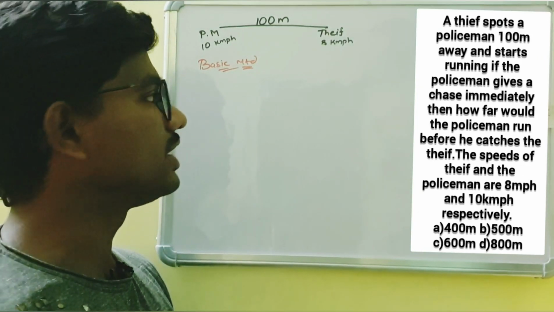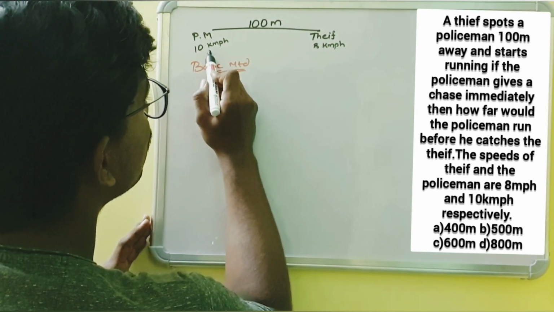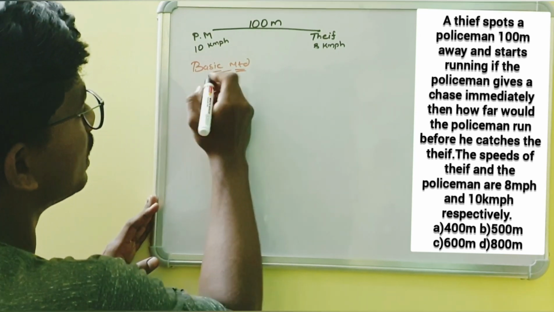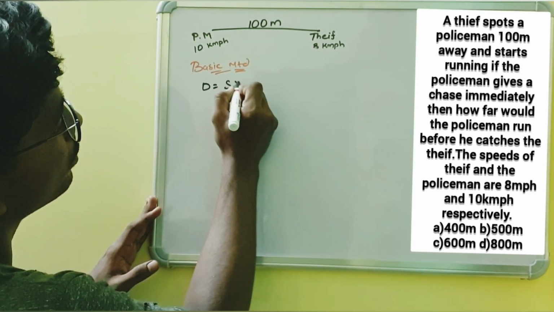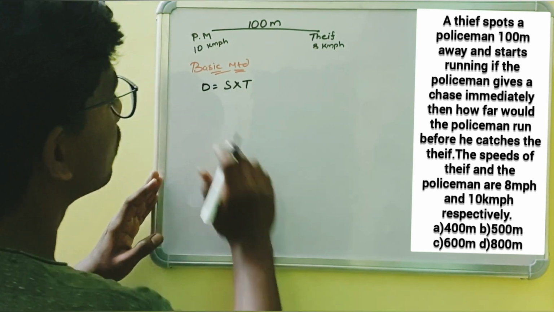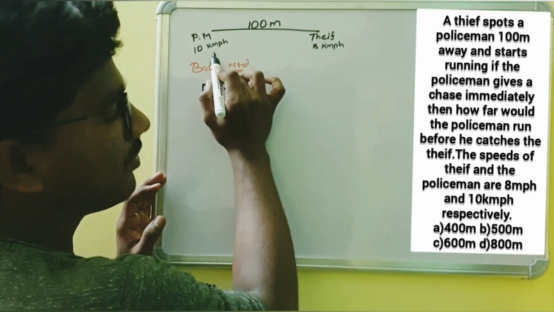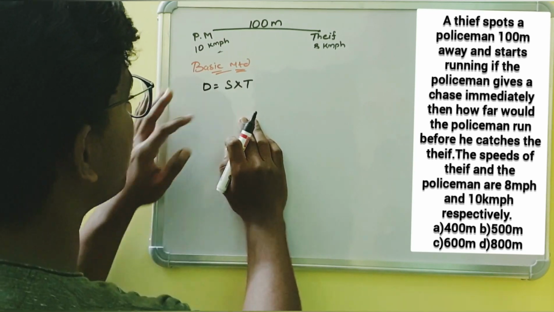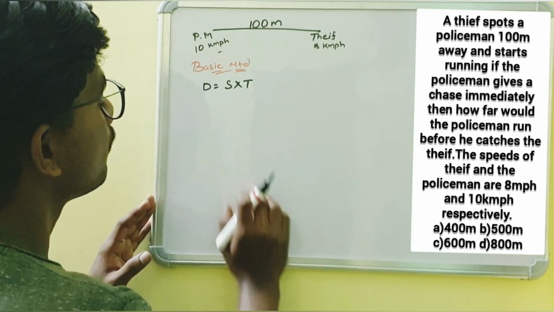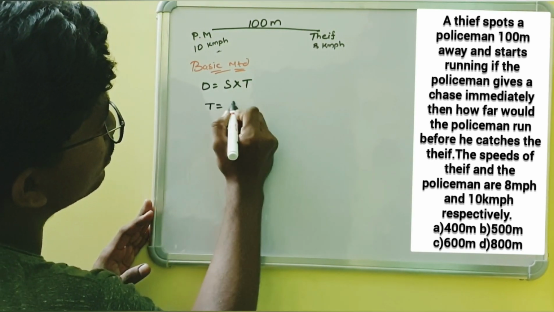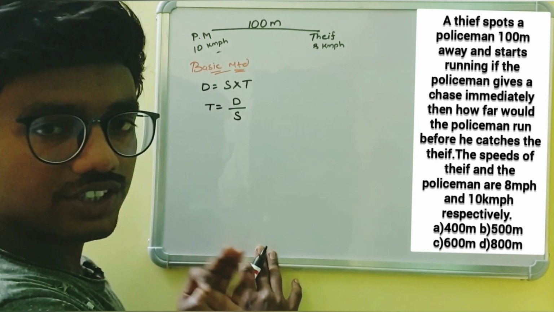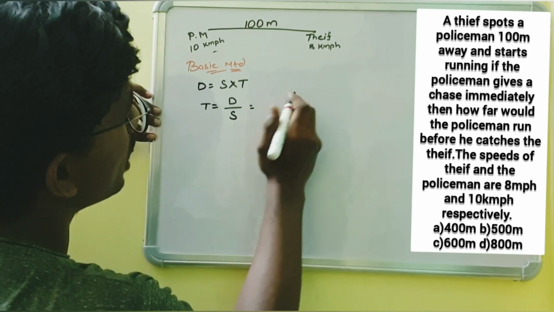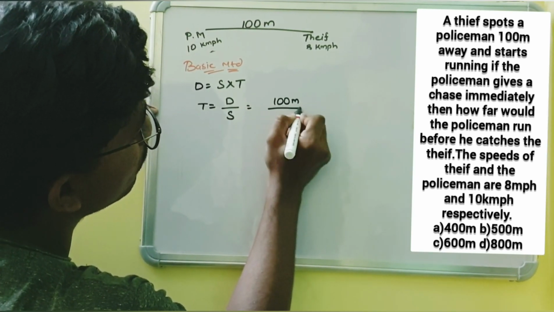To solve the question by the basic method, see, the policeman has to cover 100 meters more than the thief to reach the thief. Distance is equal to speed into time. Now let us calculate the time. We have the speeds of the policeman and thief. If we calculate the time and multiply with the speeds, we can obtain the distance. Time is equal to distance by speed. Here the policeman has to cover 100 meters more than the thief, so I am taking the distance as 100 meters.